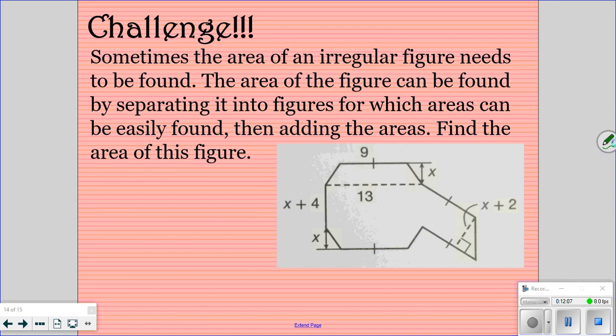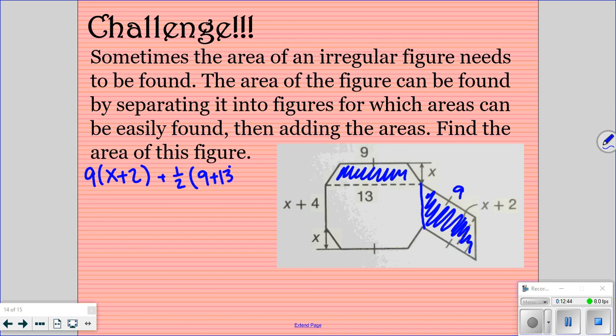Okay, so for this one, I'm going to break it into a figure over here. This figure is a parallelogram, and the height is x plus 2, and the base lengths are 9. Because that's what that little tick mark is. So for this blue area, the area is going to be 9 times x plus 2. Now let's do this one. This is a trapezoid. So our trapezoid formula is 1/2 base 1 plus base 2, and then times the height. And they told us the height was x.